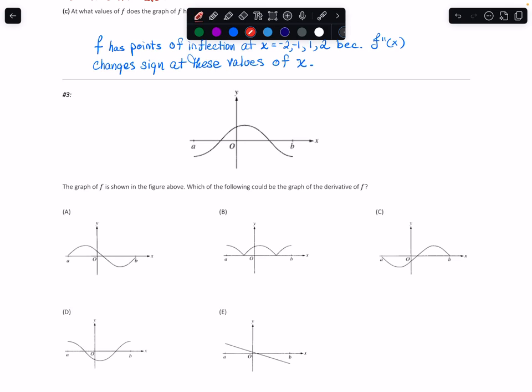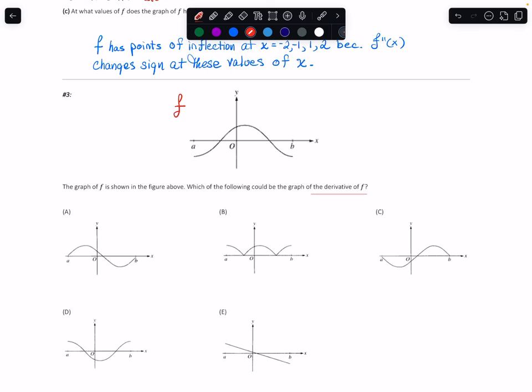The first question, you had the graph of f prime. Second question, you had the graph of f double prime. This question, now you have the graph of f. So again, there's a lot of different ways to test somebody's knowledge on these ideas. So the graph of f is shown in the figure above. Which of the following could be the graph of the derivative of f?